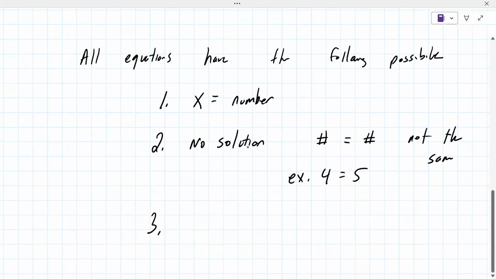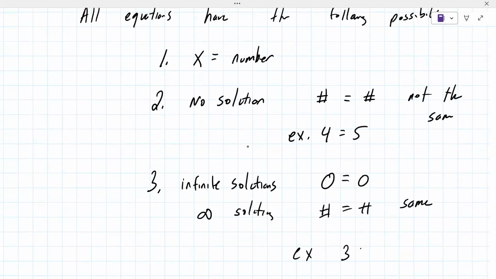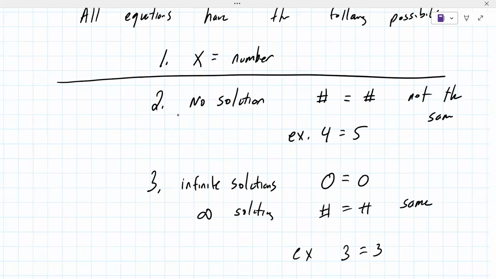The third possibility, and there's only 3, is what's called infinite solutions. Sometimes it's written this way, with the infinity symbol, solutions. And this is 0 equals 0. It could be number equals number, but they have to be the same. An example would be like 3 equals 3, or 4 equals 4, whatever. But it's the same number. The second 2 are what I call the exceptions. They don't happen that often, but they do happen.